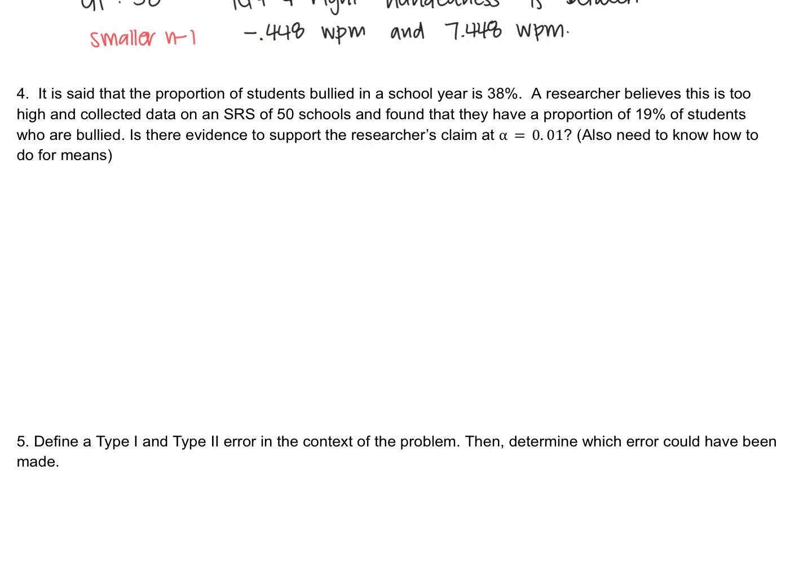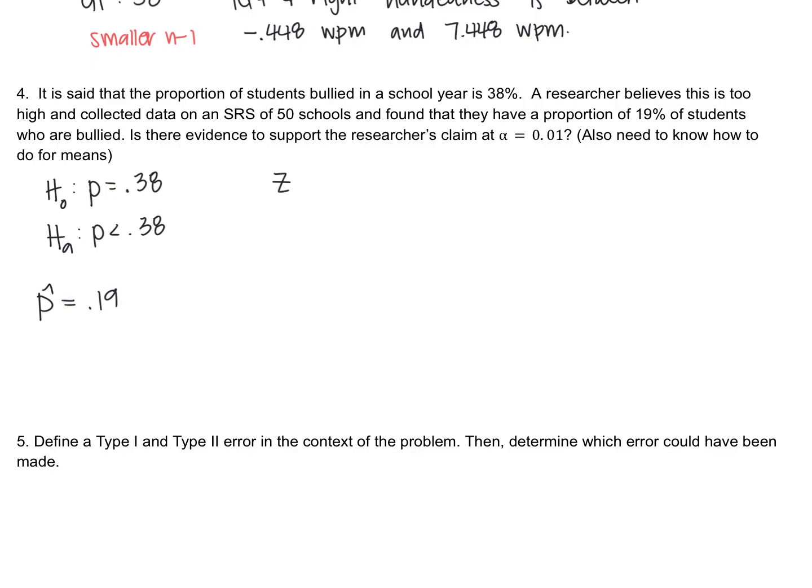So this is a significance test, which means we have a null and alternative hypothesis. So this is an example of proportions because we're given percentages. You also have to know how to do this for means. So we start with our null hypothesis. And because it's proportions, we'll have P equals, and it'll always be what they claim, which in this case is 0.38. The alternative hypothesis is based on the wording of the problem. So they believe it's too high, so they believe it's less than 0.38. Our P hat is given to us, 0.19.